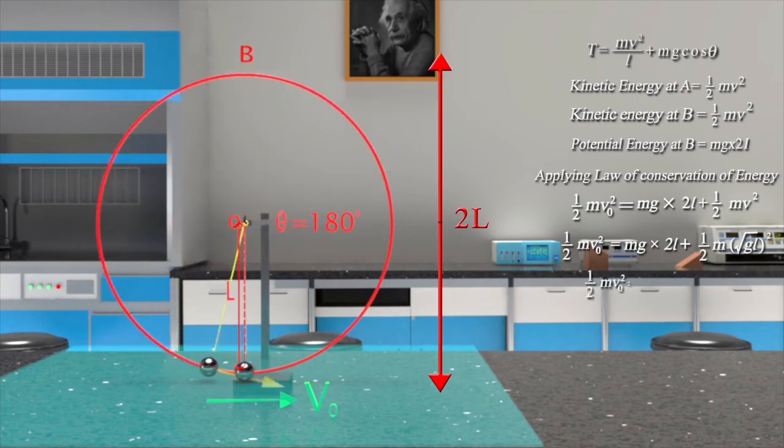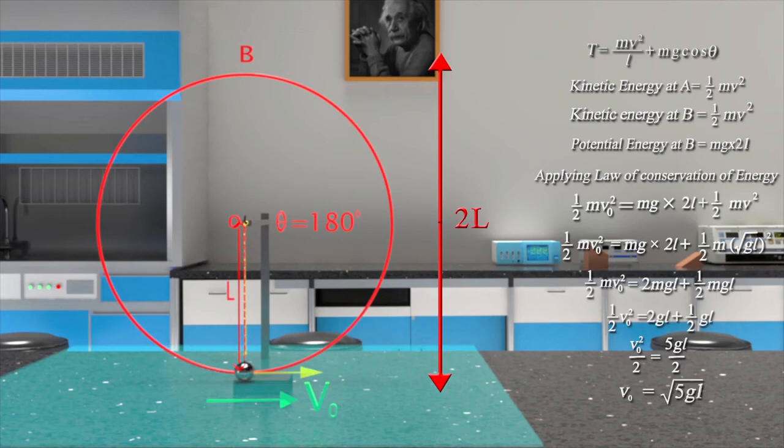Substituting velocity at the highest point as root over gL, we get half m v naught square equal to 2 mgL plus half mgL. Upon cancelling m on both sides and solving, we get v naught equal to root over 5gL. Hence, minimum velocity of the bob should be given at the lowest point A so that it completes a full circle is root over 5gL.